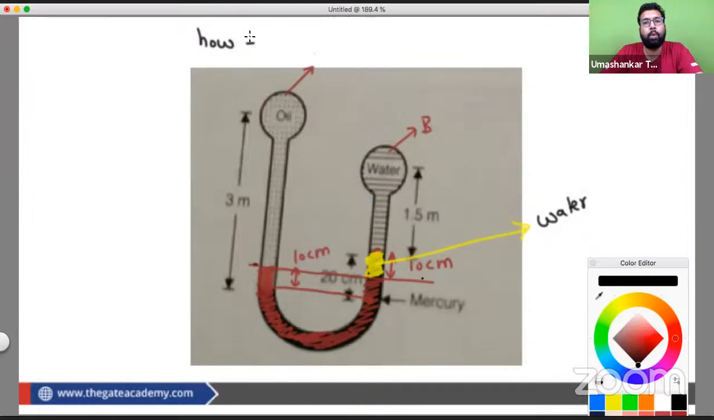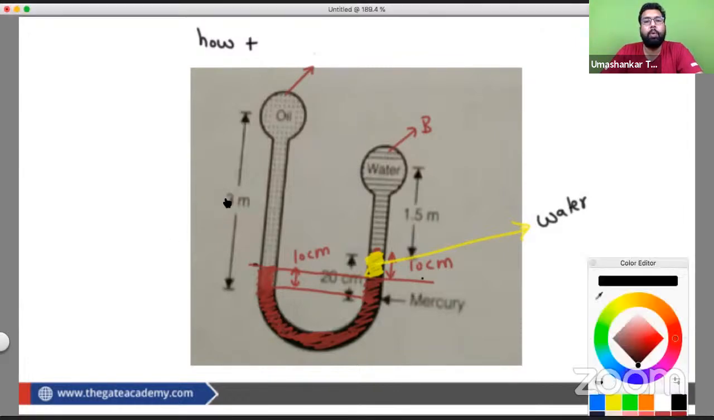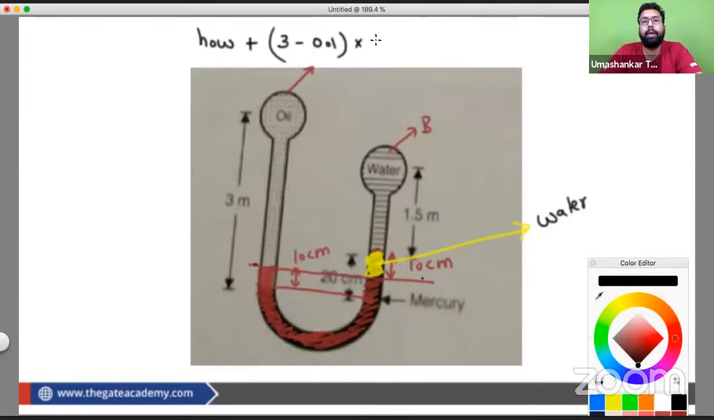Now we are moving downward. Since it is up by the 10 centimeter point, now we can do what? So it is going to be 3 minus 0.1. Previously it was 3. Now 0.1 can be subtracted from here. And we are moving in oil of specific gravity 900, so it is 0.9. Now we have reached this point.